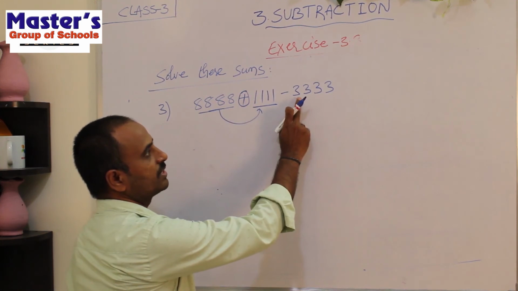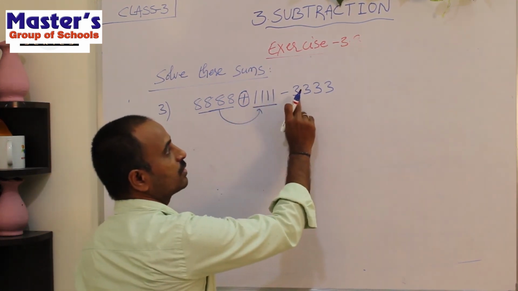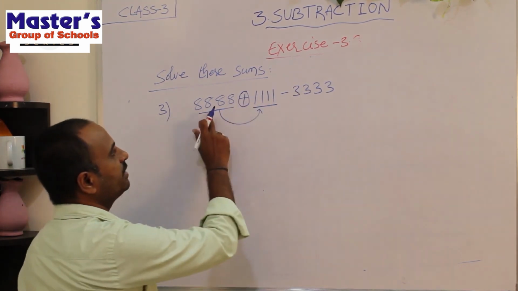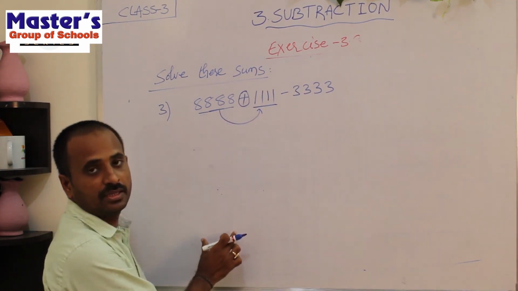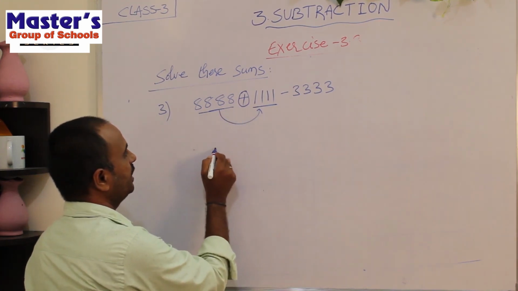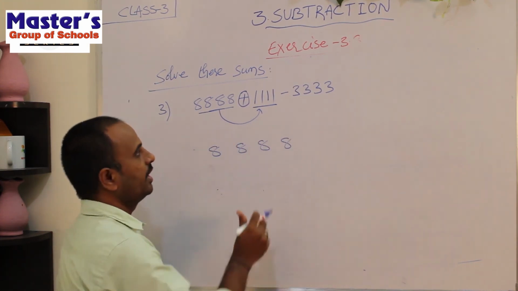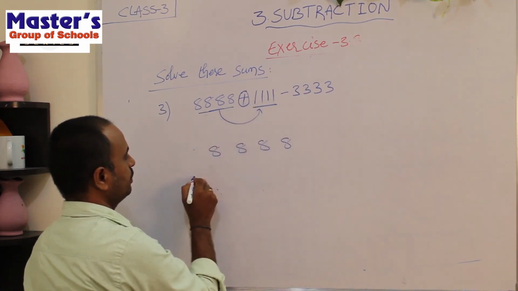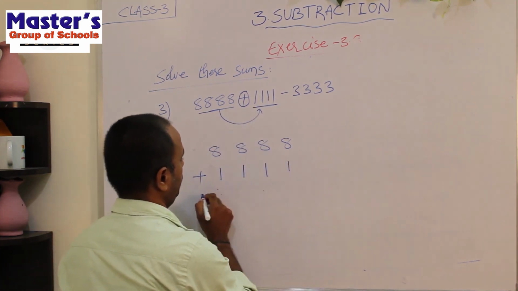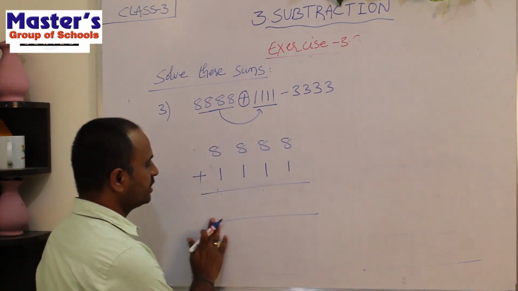And this number 3333 has a minus symbol before it. That's why we have to subtract this number, and we should not add it. So first write these two numbers one below the other at their corresponding places. 8888, and write the next number below it, that means plus 1111. So children, first add these two numbers.